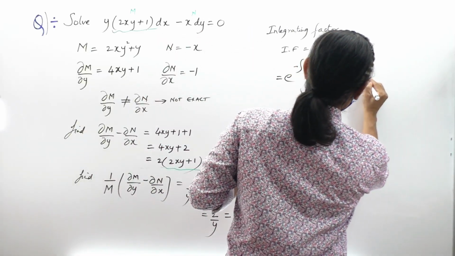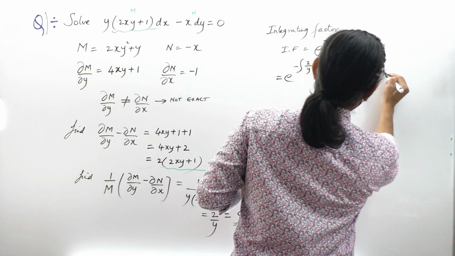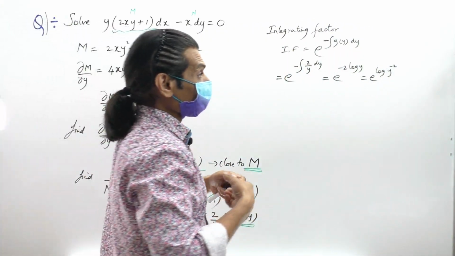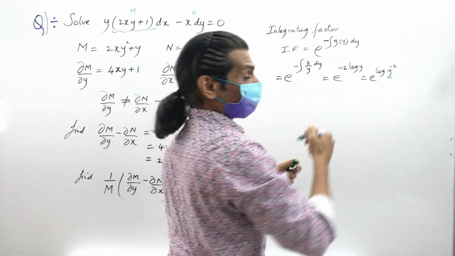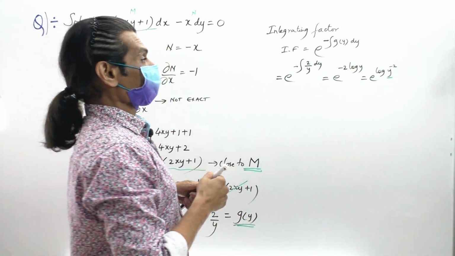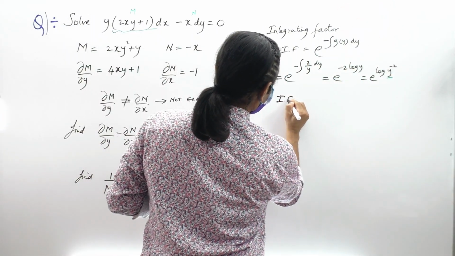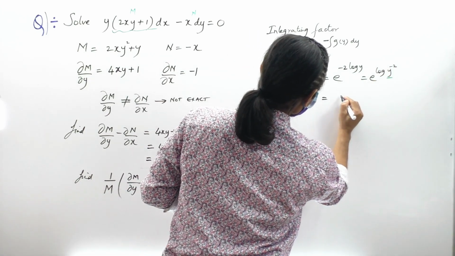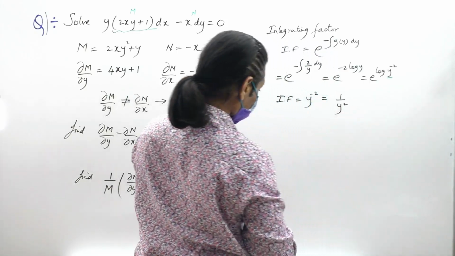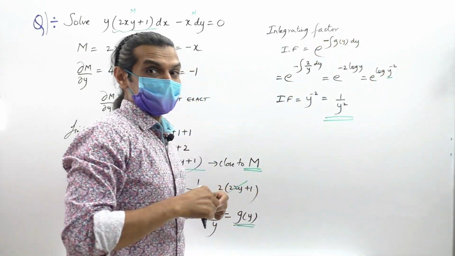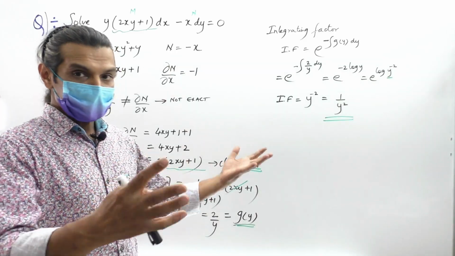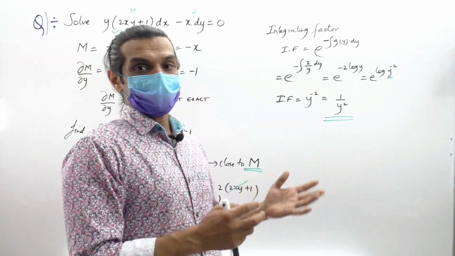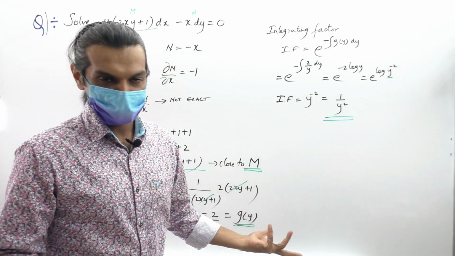So, we will rewrite this again as e raised to log y raised to minus 2. So, what does the property say? e raised to log of something, e and log cancels, getting it? Okay. So, we have IF equal to, e and log cancels, y raised to minus 2. What is y raised to minus 2? 1 by y square. So, this is my integrating factor, that is it. Now, what does the integrating factor mean? It is a value or a function which when multiplied by the equation makes it exact and you can get a solution for it.